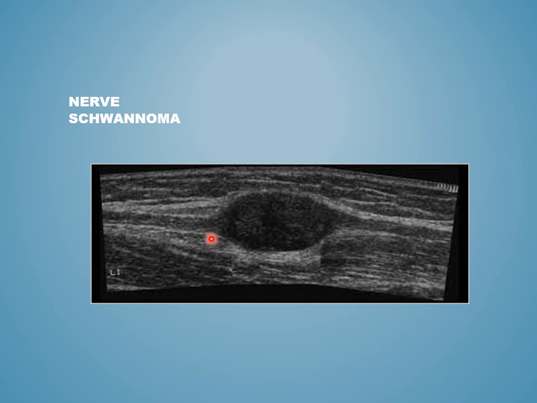This is the classic appearance of the nerve schwannoma, where we see the nerve, then the schwannoma, and the nerve continuation. This is described as the afferent and the efferent nerves. So this is the classic appearance of a nerve schwannoma.